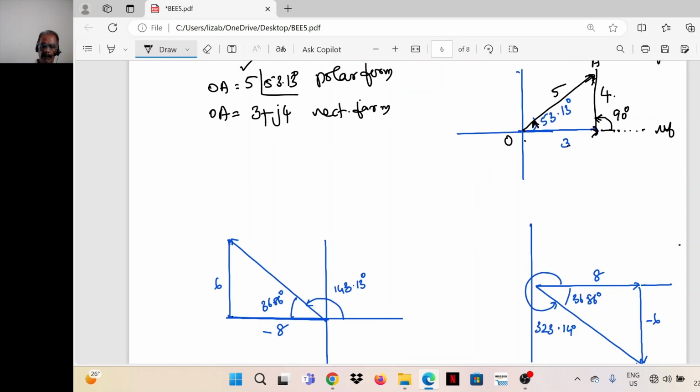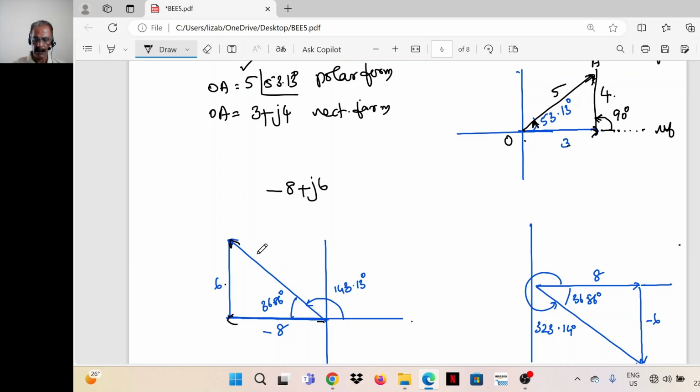Now another quantity. In rectangular form, I'll express it as minus 8 plus j6. Minus 8 means it is not in the positive x direction but the negative x direction. In this direction, you take 8 units. That is minus 8. And in the positive y direction, take 6 units. So minus 8 plus j6.